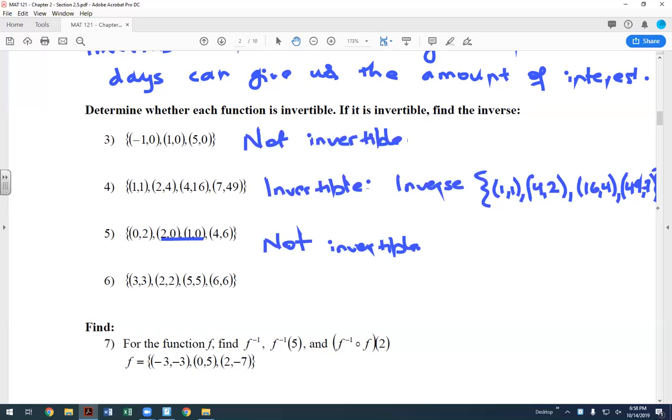Okay, very nice. Number 6. Yes. It is invertible, right? Because I don't have the same y value with different x. They're all unique. So invertible, and what's our inverse? It is the same. Yeah, because even though you interchange them, since this is coming from an identity function, it really doesn't change anything.